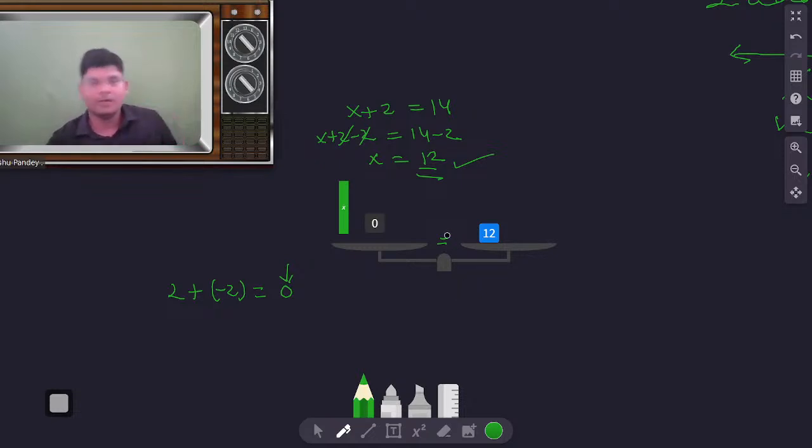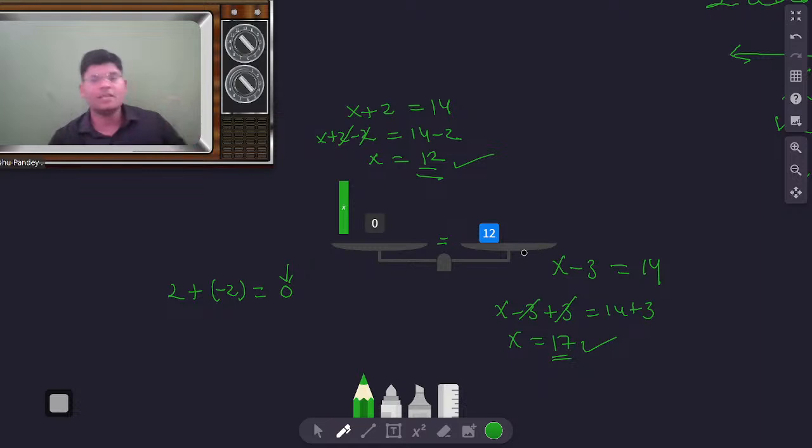Sir, instead of that, can't we just take the 2 and transport it? Coming to that only, beta. So suppose I ask you what is x minus 3 is equal to 14. So to cancel this minus 3, we are going to do plus 3 and this plus 3 has to be done on the other side as well. So this is going to be 17 now.